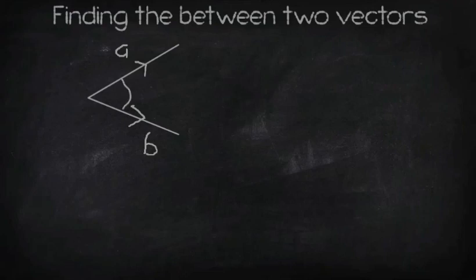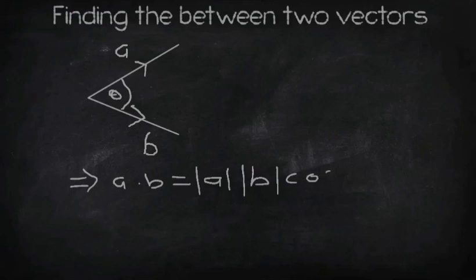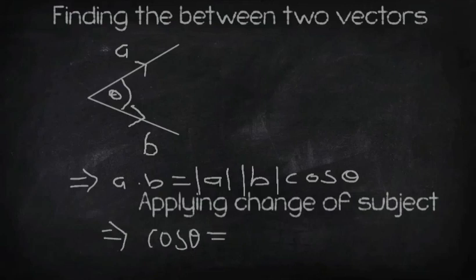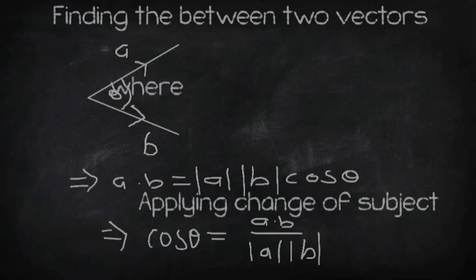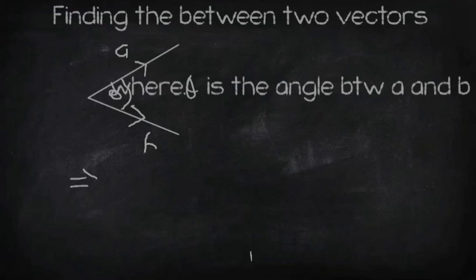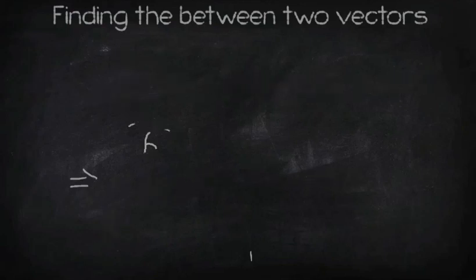Finding the angle between two vectors. Given a and b, we want to find the angle between them. It means that a dot b is equal to the absolute value of a, the absolute value of b, cos theta. Theta is the angle that we want. By change of subject, cos theta is equal to a dot b all over the absolute value of a times the absolute value of b, where theta is the angle between the two vectors.